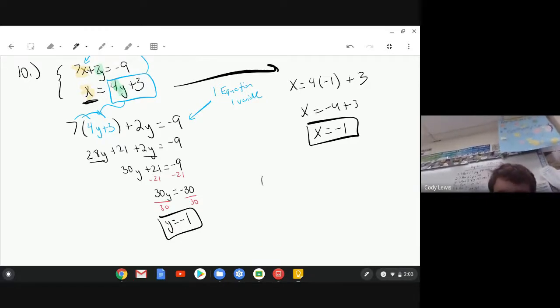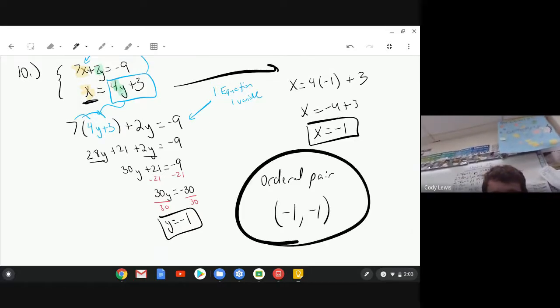Now the last thing I have to do is write it as an ordered pair, because these two answers are tied together. X is -1 only if y is -1. So that's your final answer, your x and your y. Remember, x is written first, then y.